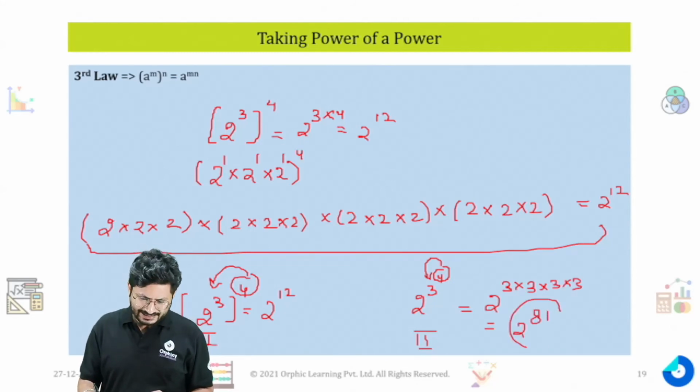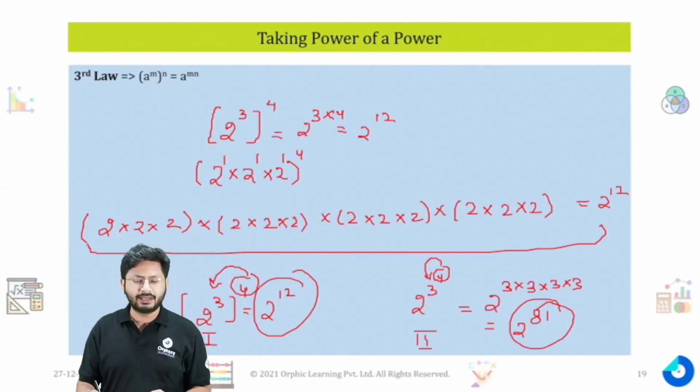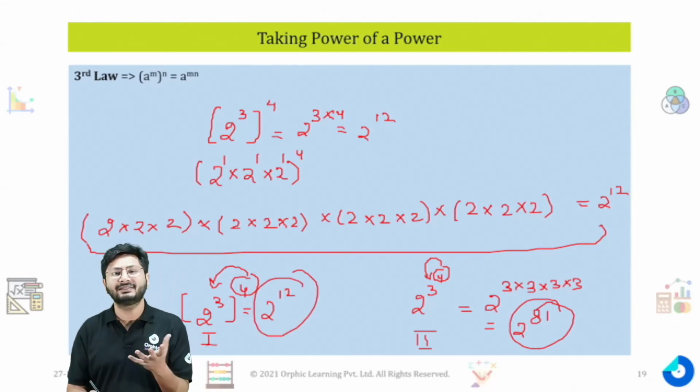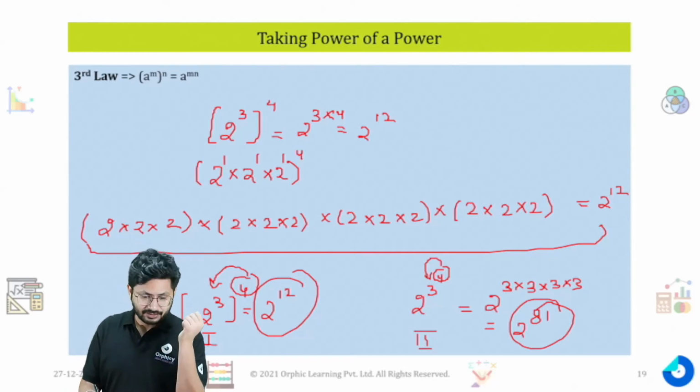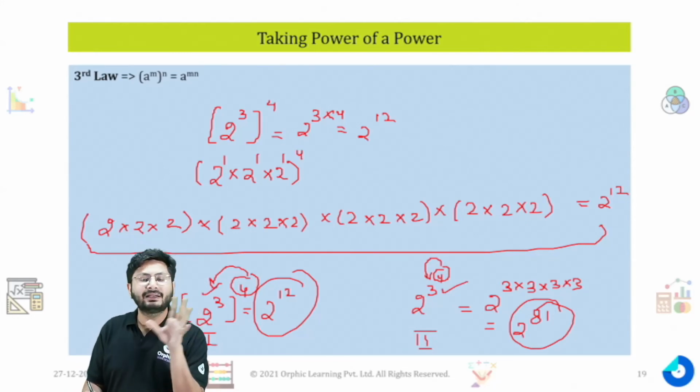Now, do we see any similarity between 2 to the power 12 and 2 to the power 81? No, because there is nothing similar. Okay, so these two things are entirely different. Don't get confused between these two. Okay, so this was the third law of exponent, which is a to the power m whole to the power n will be equal to a to the power m into n.